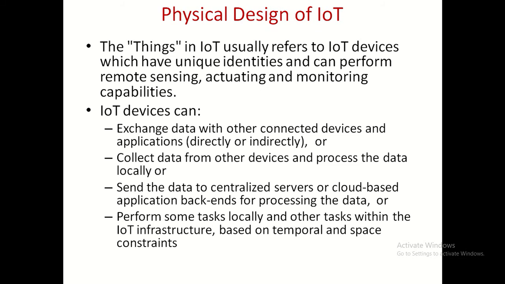So what are the challenges? While designing my IoT application, how do I design? What are my issues? So as I mentioned already, things in IoT means devices which have unique identities and can perform remote sensing. So when I'm explaining this platform, this platform has to do remote sensing, actuating and monitoring. So first it is sensing. That means I should be able to sense some parameters.